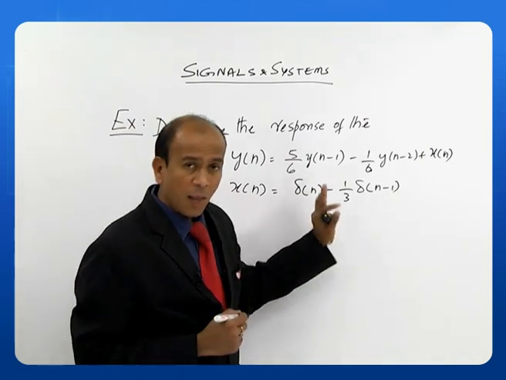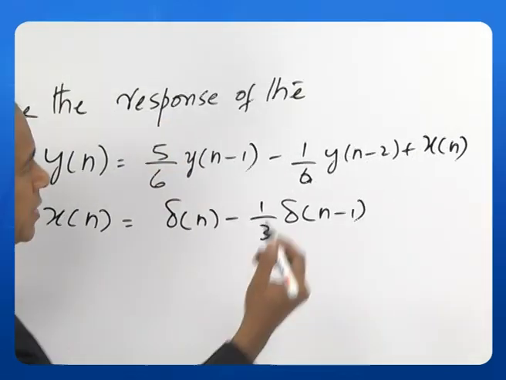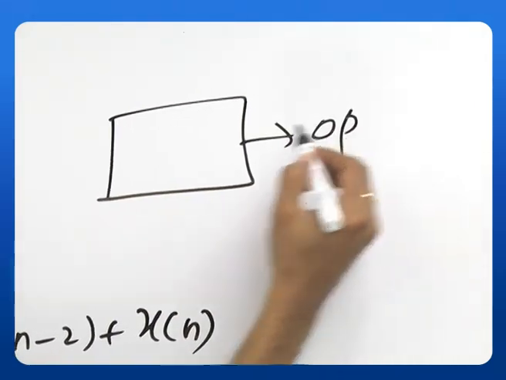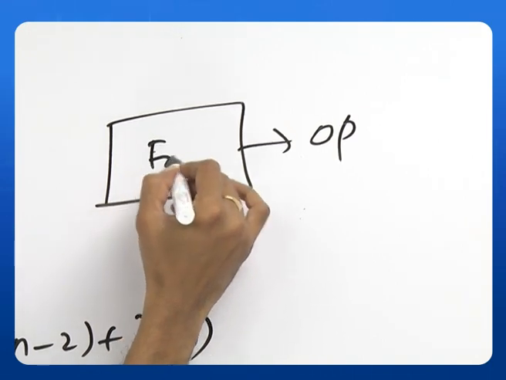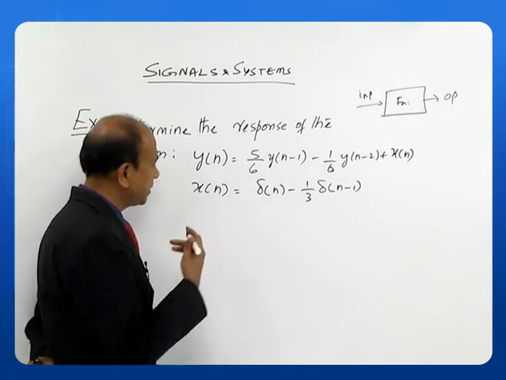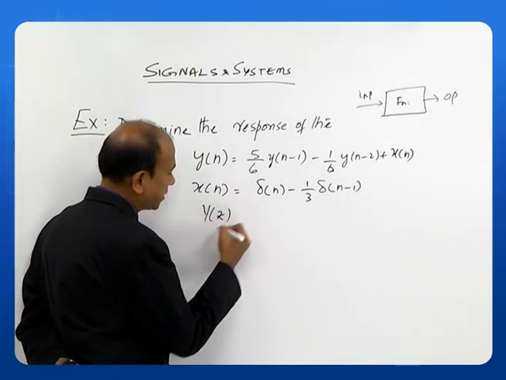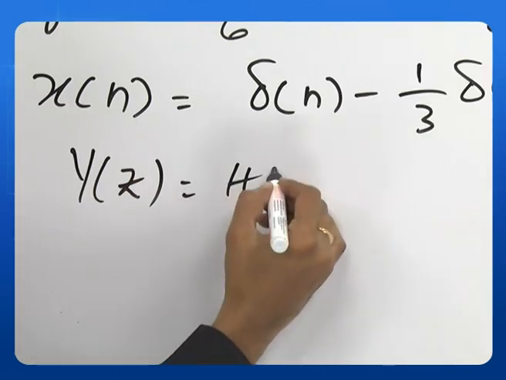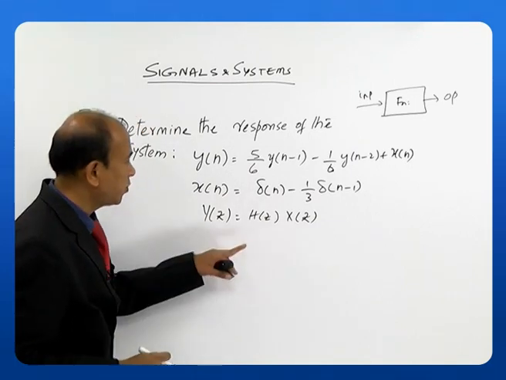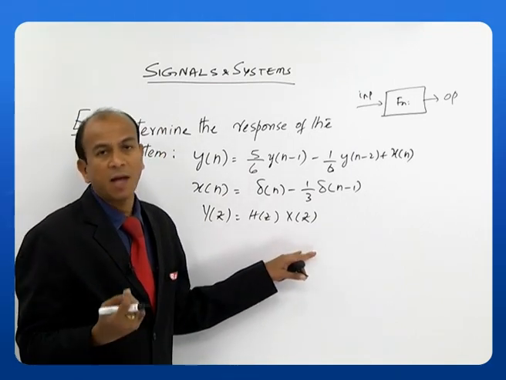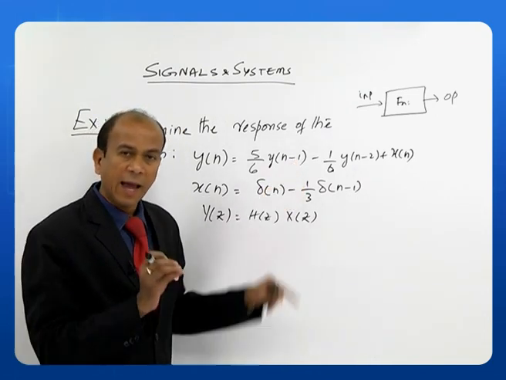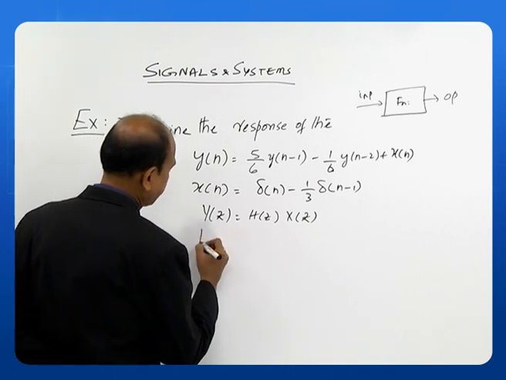Now, if you look at this, the system is like this. This is my output, this is my transfer function, and this is my input. That means, if the output is taken as the z transform, y of z is equal to h of z multiplied by x of z. Now, from this we have to calculate h of z and x of z also. So, we can write directly from this equation what is h of z.